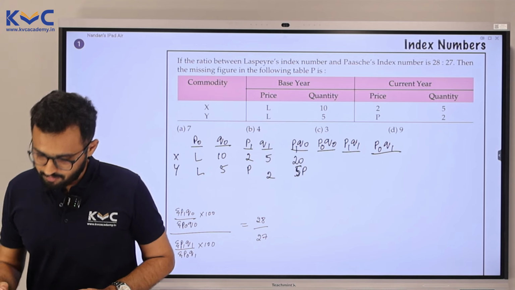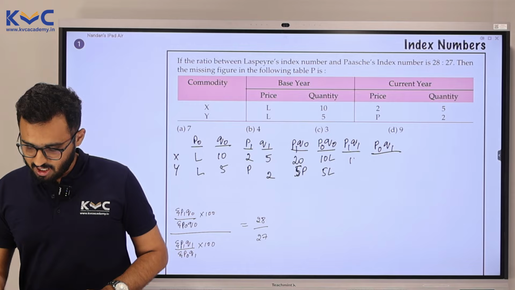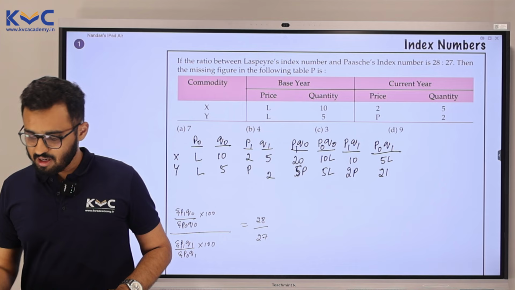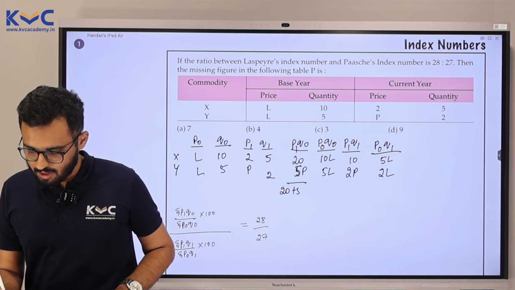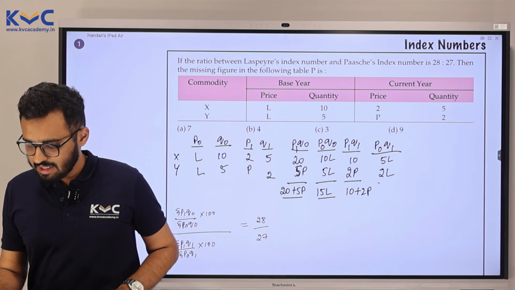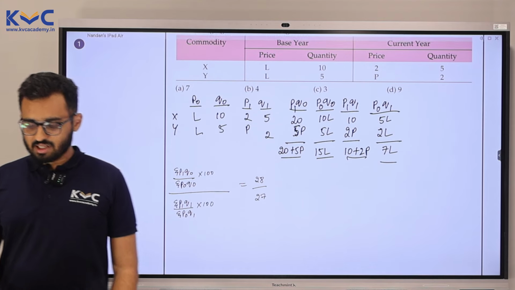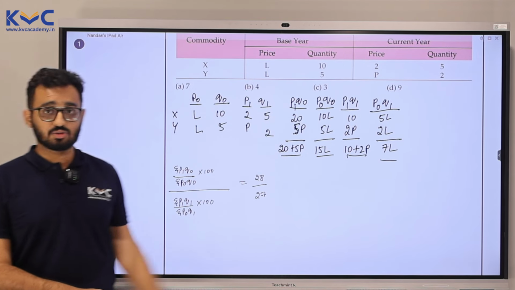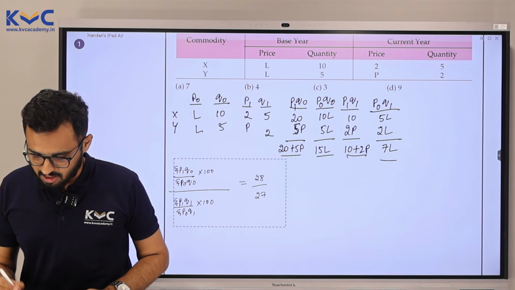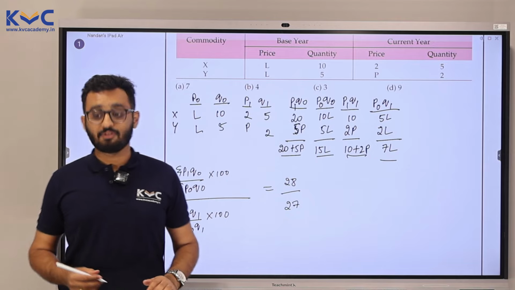P0 Q0 is 10L, 5L. P1 Q1 is 10 and 2P. P0 Q1 is 5L and 2L, correct? So this will be 20 plus 5P. This is 15L. This is 10 plus 2P. This is 7L, right? Cool. Now the idea is we should somehow try to eliminate L so that we are only left with P. Now if we use this ratio equation, there is a chance that we might be able to cancel off L.